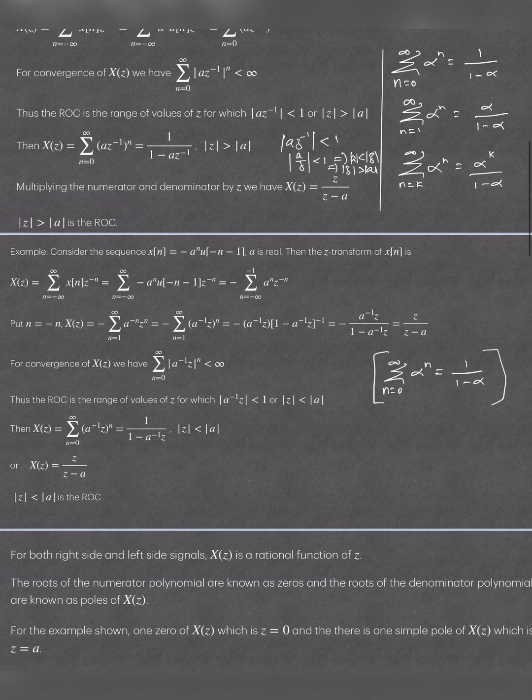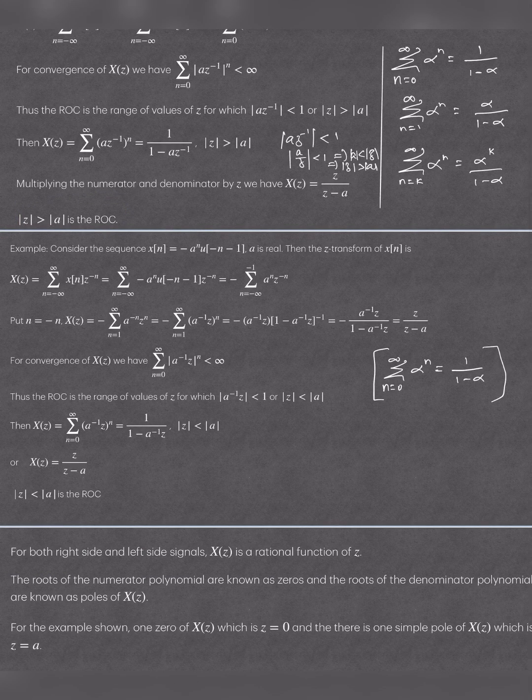Now let us get into the next example where we are going to see the left-sided signal x of n equal to minus a power n into u of minus n minus 1, where a is a real number. So the z transform of x of n is given as X of z equal to summation n equal to minus infinity to plus infinity of x of n into z power minus n. Now this x of n we are writing as minus a power n into u of minus n minus 1 into z power minus n.